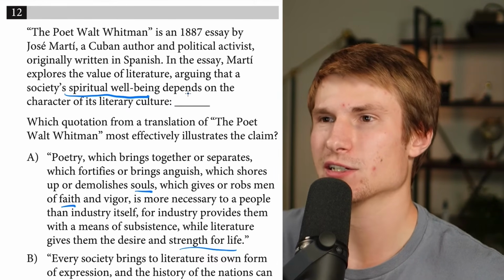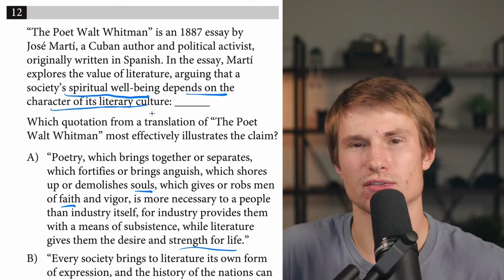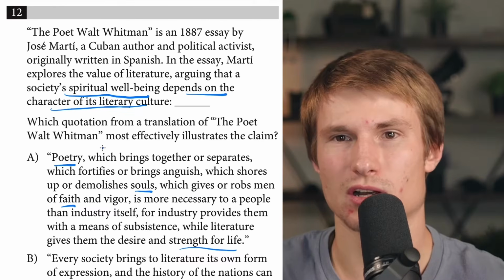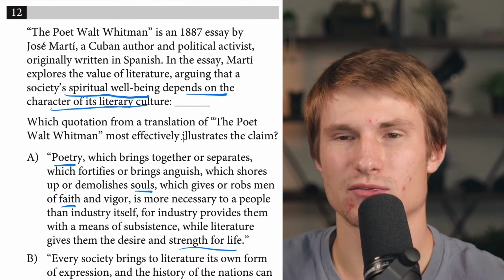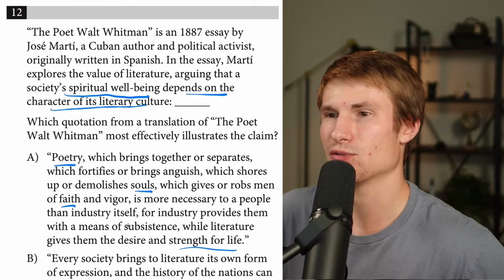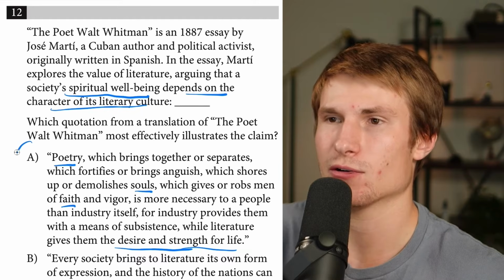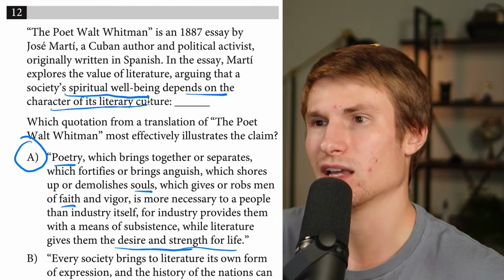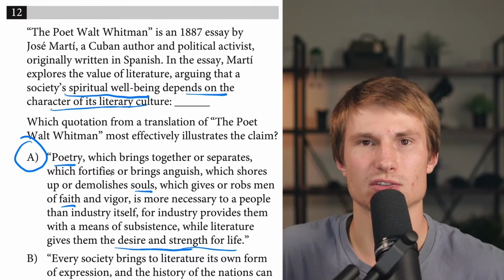Now we also need to pay attention to the second half, which is it depends on the character of its literary culture. Okay, we're starting out by talking about poetry, bringing together, separates, fortifies, or brings anguish. And then continue on with poetry, while literature gives them the desire and strength for life. So obviously A right there fits all of that claim and supports it. So our answer would have to be answer choice A for number 12.